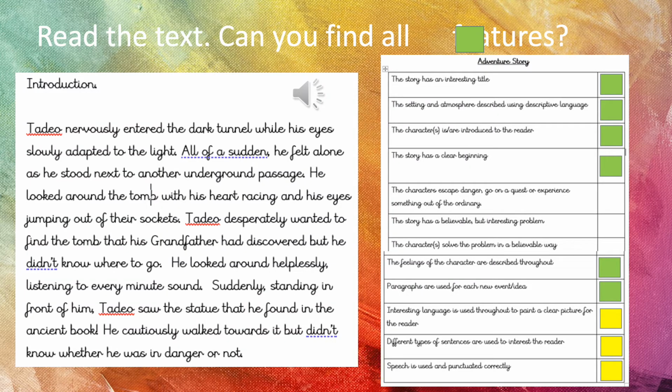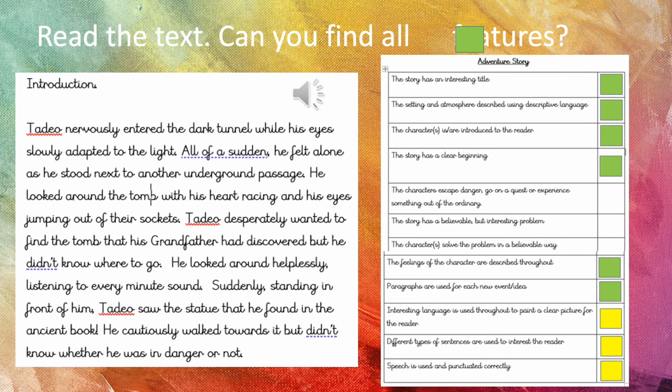Read the text carefully. Can you find all of the green features on the right hand side? So does it have a title, an interesting title? Does it describe the setting and atmosphere using descriptive language? Does it introduce the character or characters? Does the story have a clear beginning? Are the feelings shared about the character and described throughout? Did you use a paragraph for each new event?